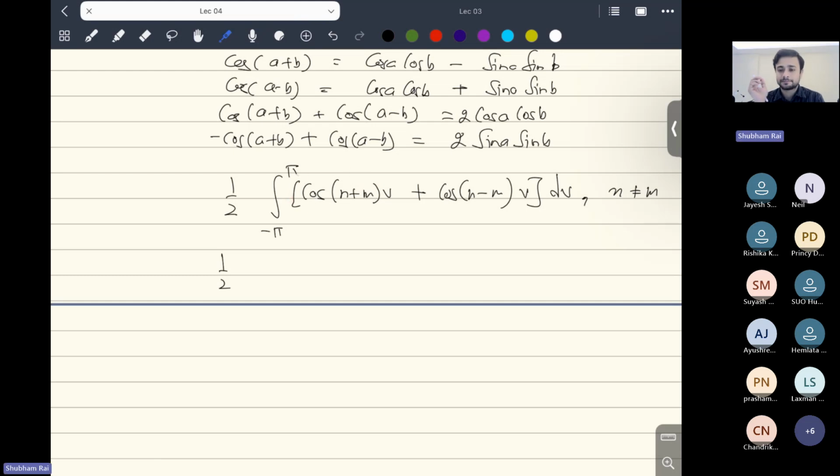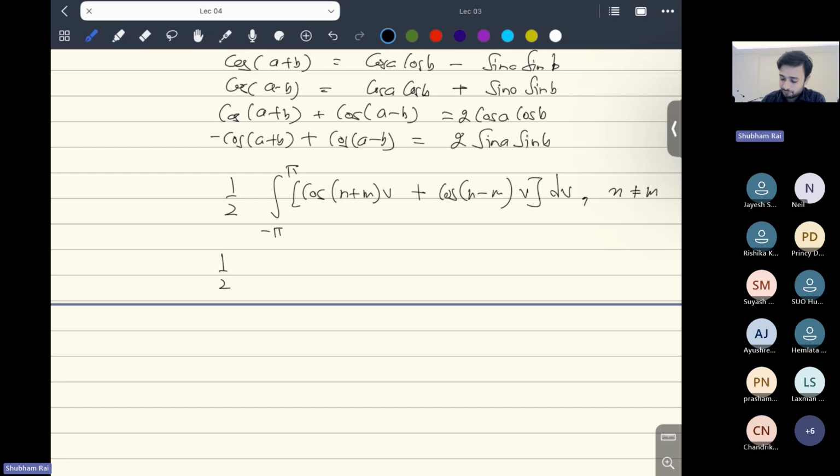Minus pi to pi is a fundamental period of cosine. So minus pi to pi, what I want to say is you will cover a full curve of cosine. So area below the x-axis will be equal to area above the x-axis. So that's why this integral will go to 0. Anyway, this is the graphical interpretation I'm telling you, with mathematics as well.